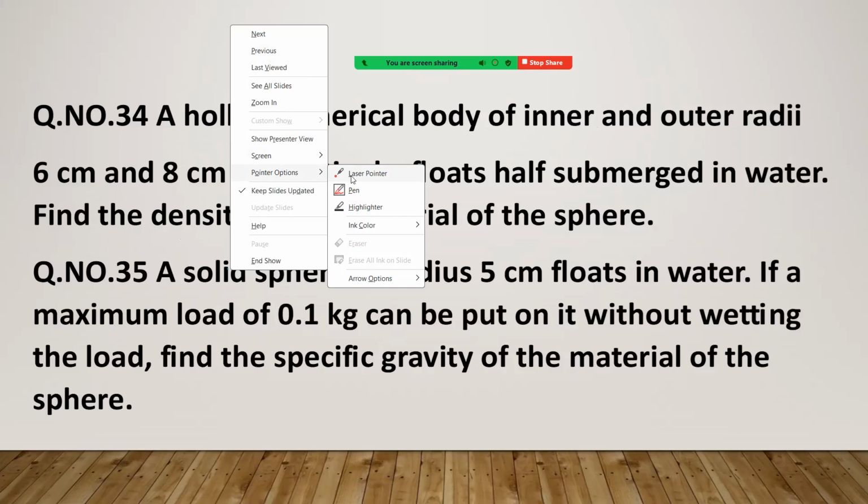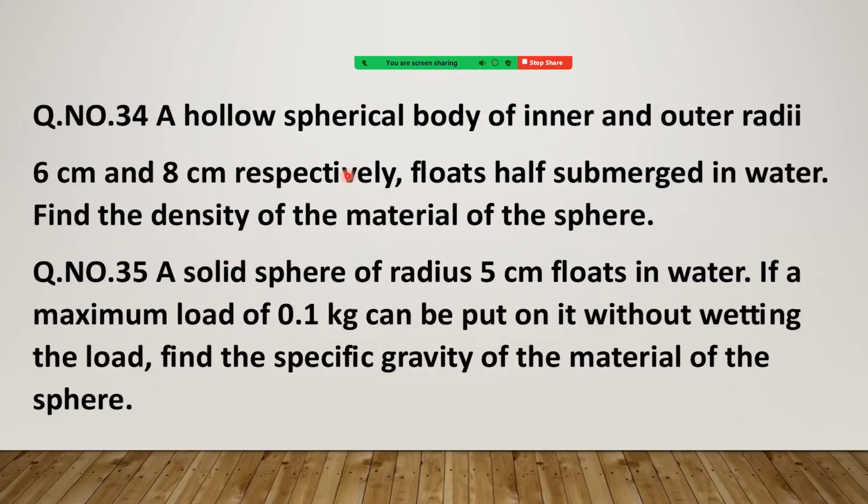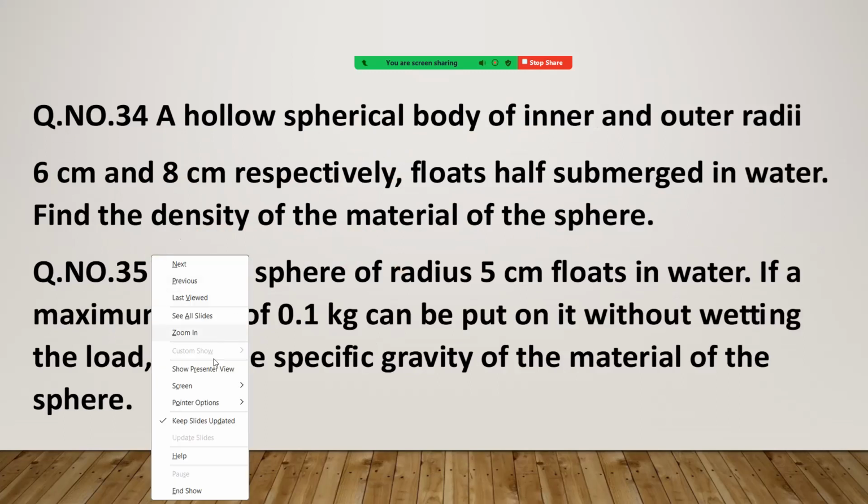Let's see the question given. A hollow spherical body of inner and outer radii 6 centimeter and 8 centimeter respectively floats half submerged in water. Find the density of the material of the sphere. It's a very simple and direct question. Just see the calculation part once.